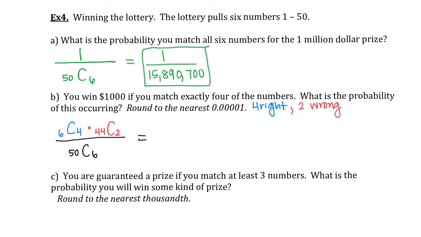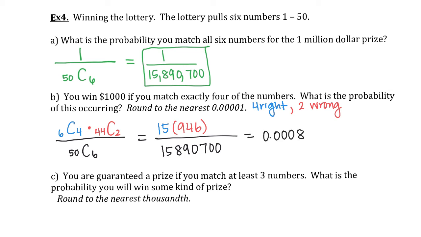Now I'm going to put this in my calculator. 6 choose 4 is 15. The denominator is still the same. And this one does say round to the something, so let me put it in my calculator. I get 0.123889. So as a decimal, this is how likely I am to match exactly 4 numbers. Not great, but probably better than part A.